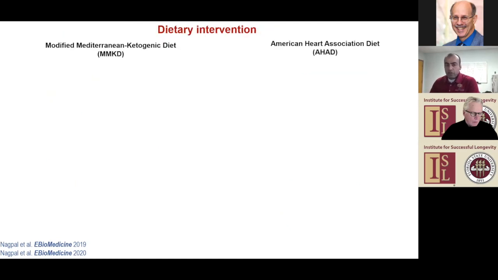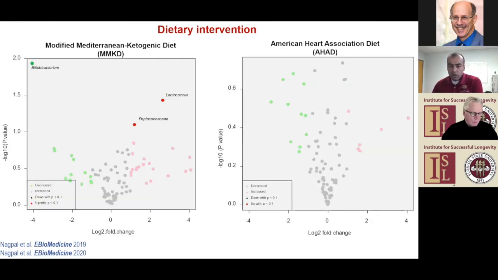Now, getting back to our focus on nutrition, in this same cohort we then did dietary interventions. We chose to intervene with two different dietary patterns. One was a modified Mediterranean ketogenic diet, which is like a Mediterranean diet but towards a ketogenic formulation, which means that it has somewhat lower carbohydrates and more unsaturated fatty acid intake. And we compared this diet with the American Heart Association diet, which is a very low fat and high carb diet, with the dietary intervention lasting 6 weeks.